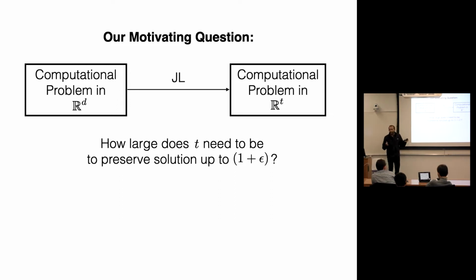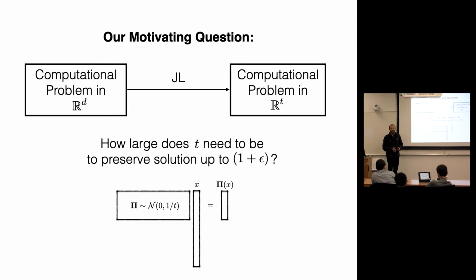Or more concretely, you tell me the problem, you tell me n, d, and a parameter epsilon. How large does t need to be such that I preserve a solution to 1 plus or minus epsilon? The rest of the talk will be about some algorithms, but really the theorem is just what happens when you apply a Gaussian matrix. The algorithm is just take a random projection.